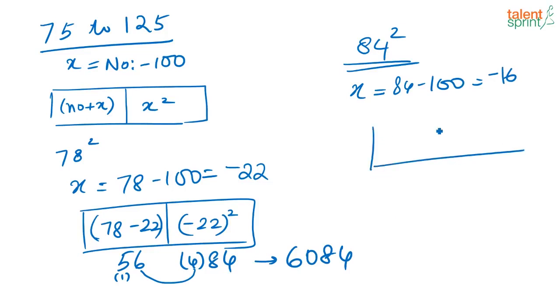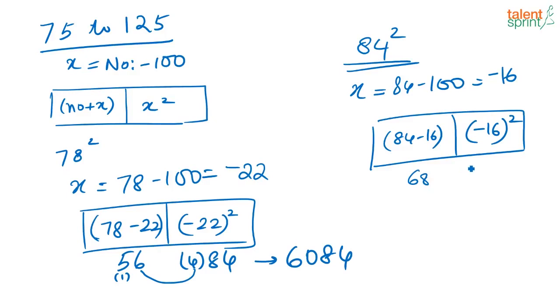Okay, so just draw the box, put in the values, minus 16 the whole squared. So here it's going to be 84 minus 16, that will be your answer. 84 minus 16 is 68, and 16 squared is 256. So you have a 2 extra here which you add here, so it will become 7056, and that's your required answer. Okay, now let's try a 3-digit number.